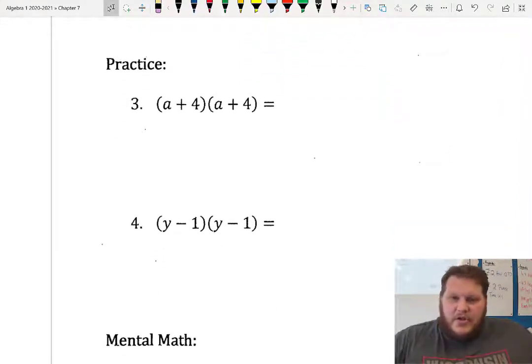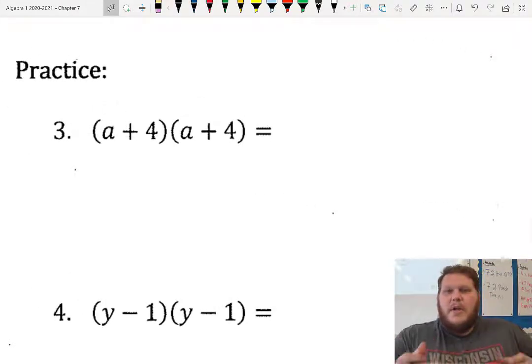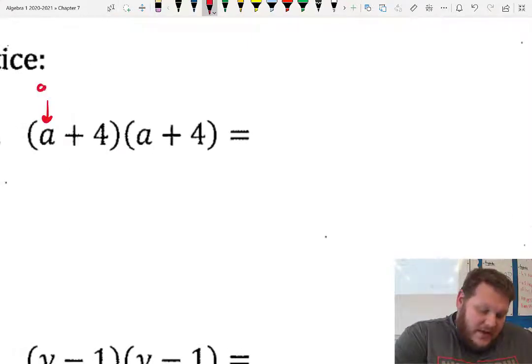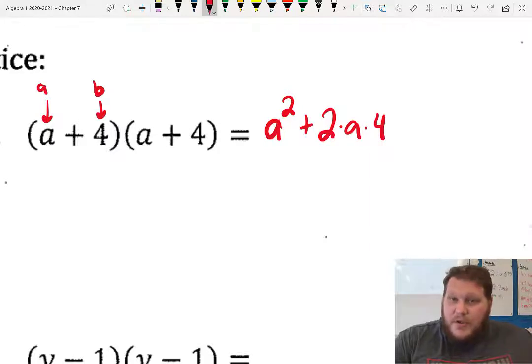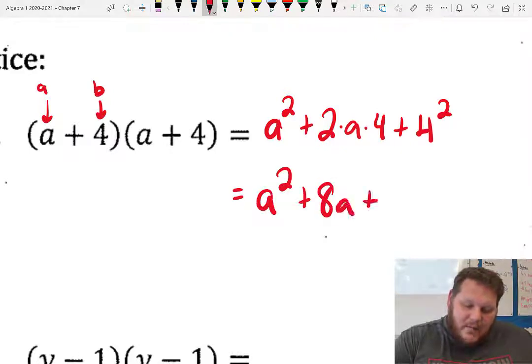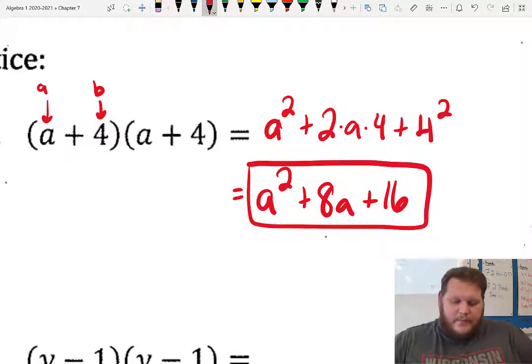All right, so let's go ahead and just try a couple, get some extra practice in here. So we've got a plus 4 times a plus 4. That is the same thing as a plus 4 squared. So here my a is a, my b is 4. So in that sum, the pattern here, we had a squared plus 2 times a times b, which is 4, plus b squared. So we ended up with a squared plus 8a plus 16. And that's my final simplification for that one.